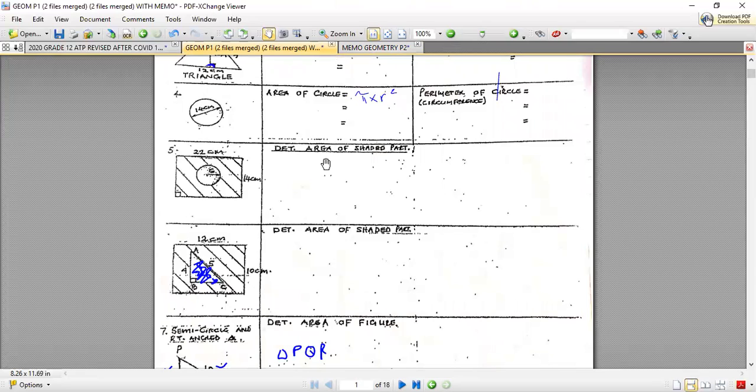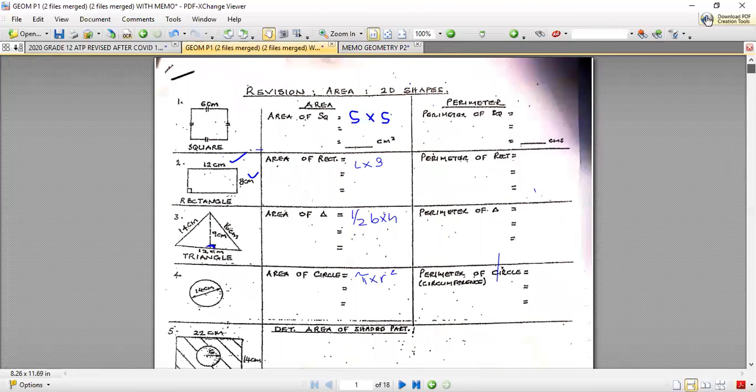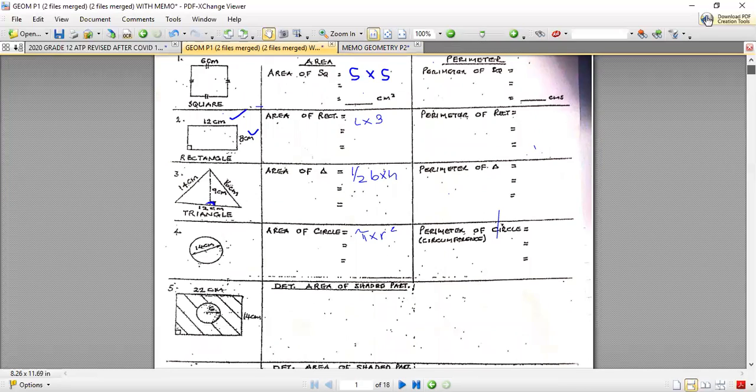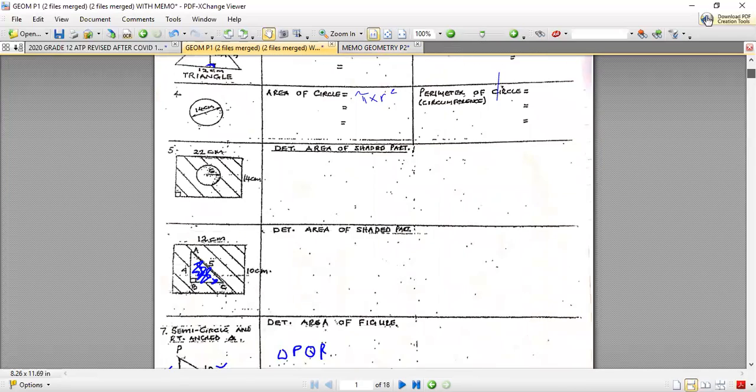Now in figures 5, 6 and 7, we are asked to calculate the area of shaded parts, as you can see here. Since we do not have a formula just for that region, we make use of formulas that we know, which are the above: side times side, length and breadth, or half base times height.